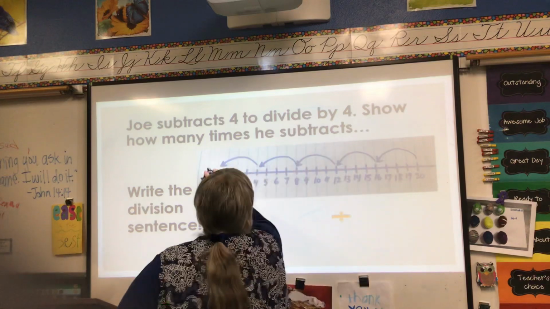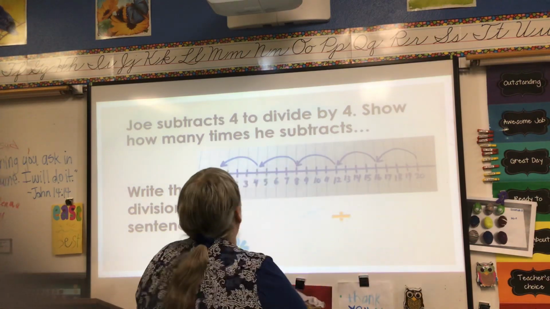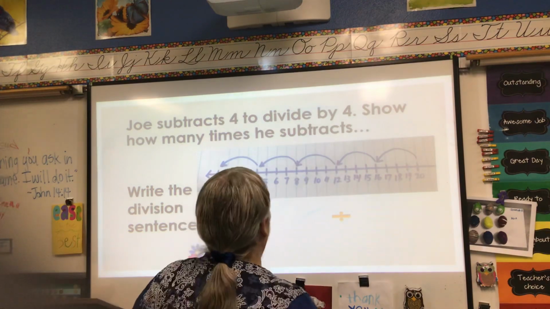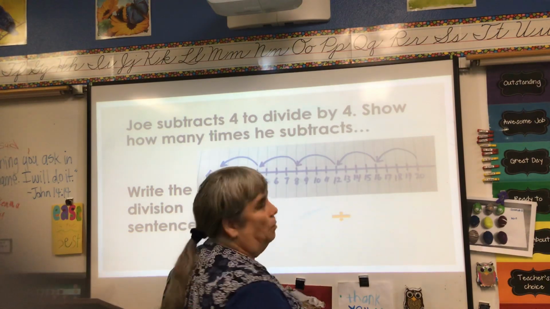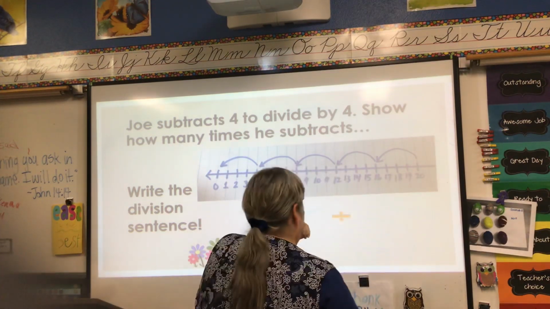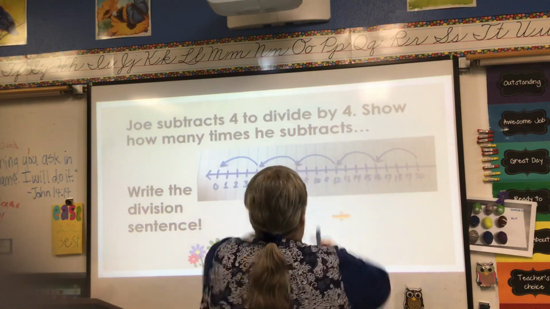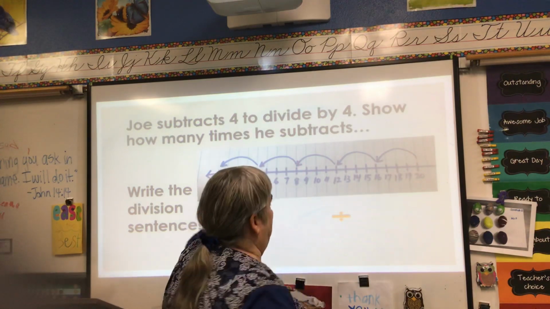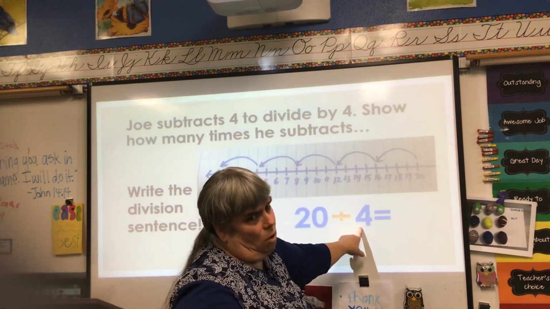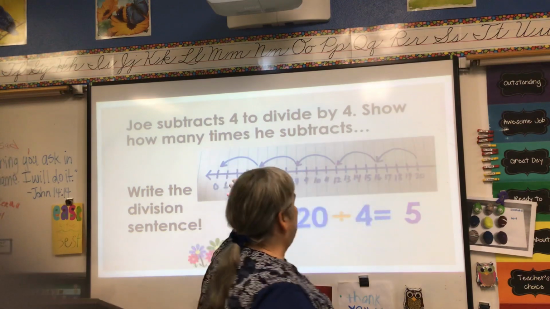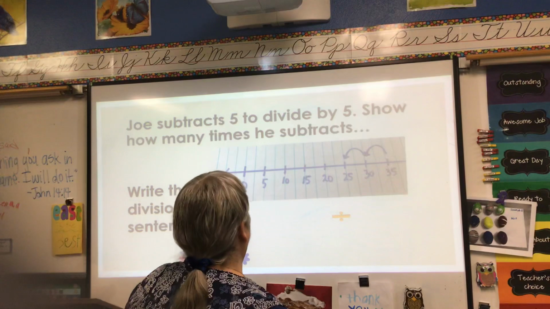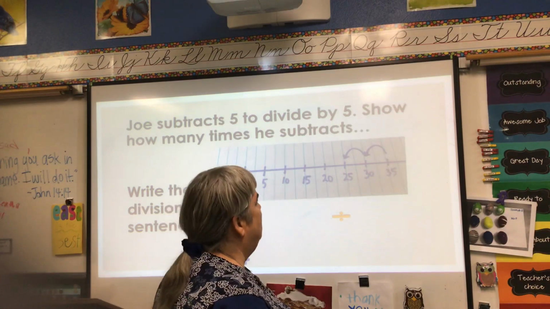Here's another one. But this one says Joe subtracts 4 to divide by 4. Show how many times he subtracts. Remember, you're going to start at the number line with the biggest number. And then you're just going to subtract 4 each time until you get to 0. So we're going to start with 20. We're subtracting 4. So how many sets of 4 are there? 5.